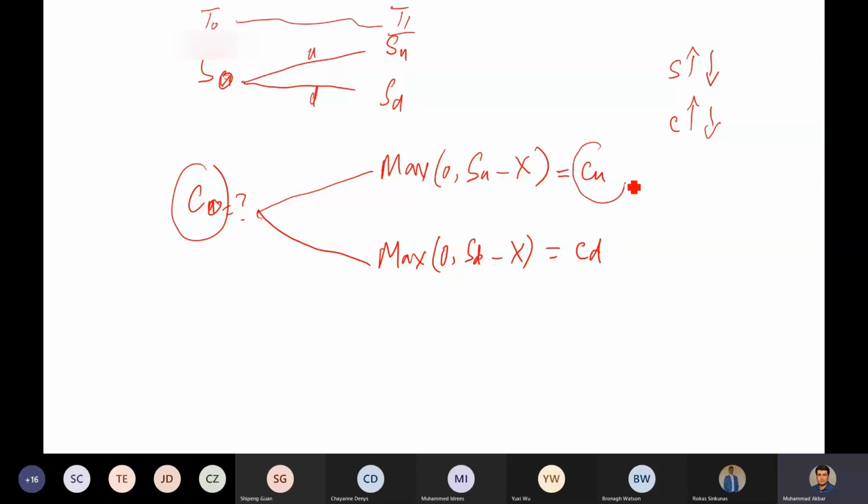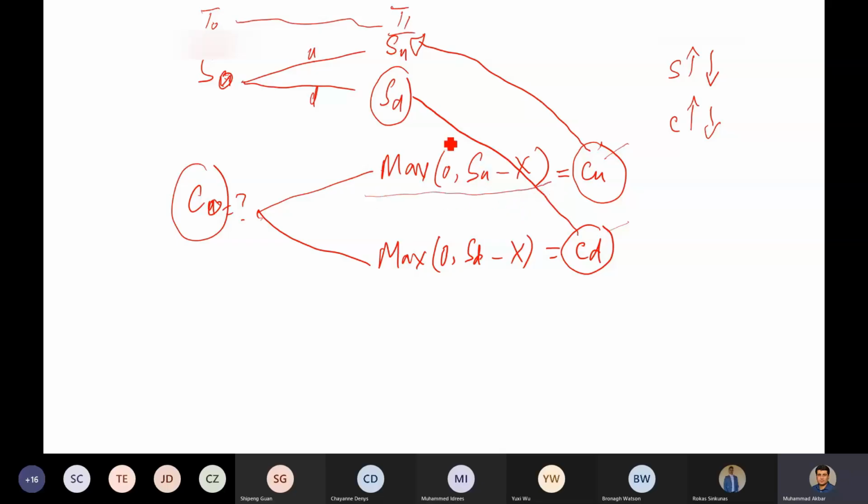So the call price that we have here is dependent upon the stock price that we will have if the stock price goes up. And the call price here, CD, will be determined by the stock price that we have here if it goes down. So the stock price is determining what we have here or what we have here. If it goes up, we will get CU, which is the intrinsic value of the call at expiration. And this call price will be this if the stock price goes down, and that again will be equal to the intrinsic value at expiration of the call.